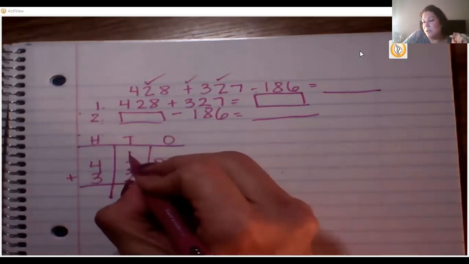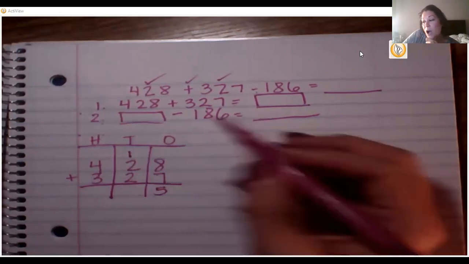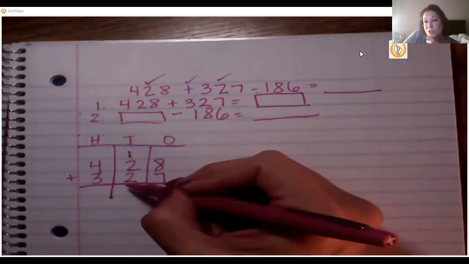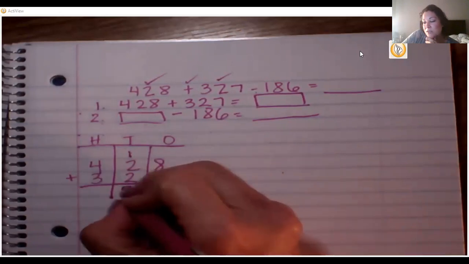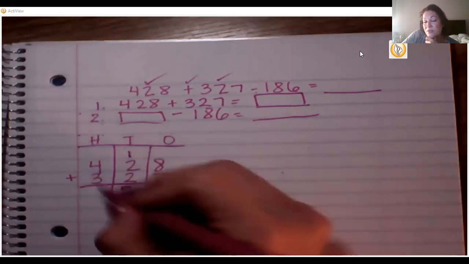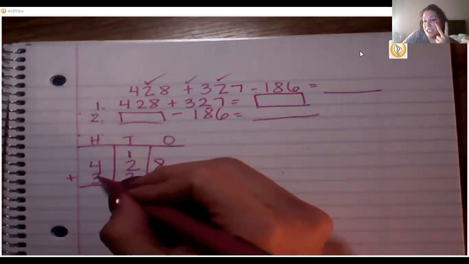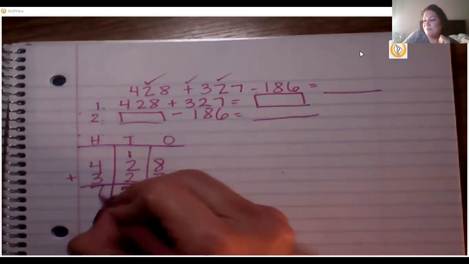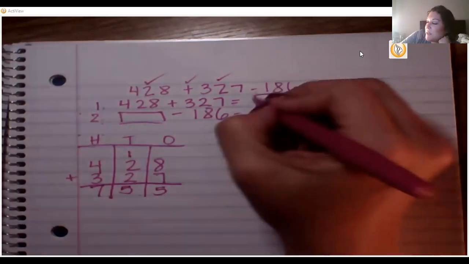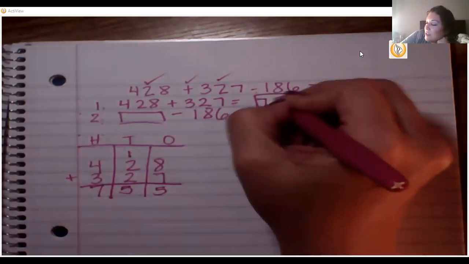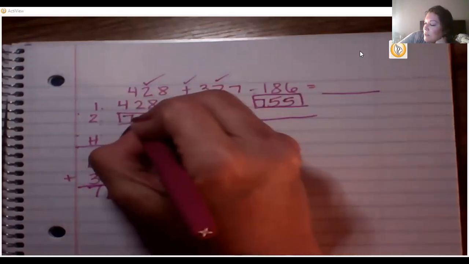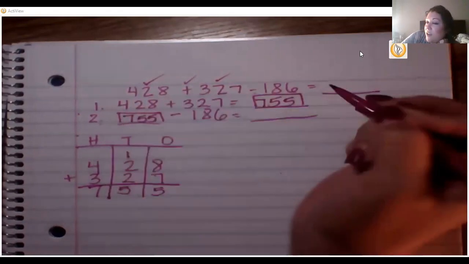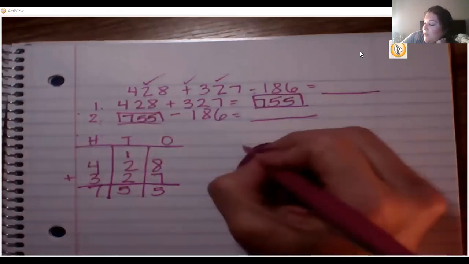Let me regroup that one. 1 plus 2 plus 2. I know 2 and 2 is 4, and 1 more is going to give me 5. And then 4 plus 3, 4, count on 5, 6, 7. 755. That's not my entire answer. It's only part of the answer. So now I have 755.